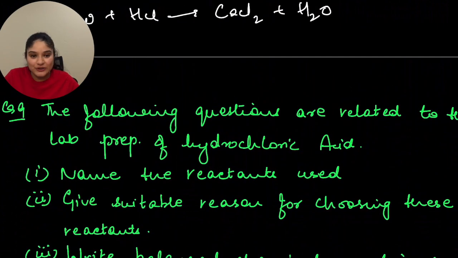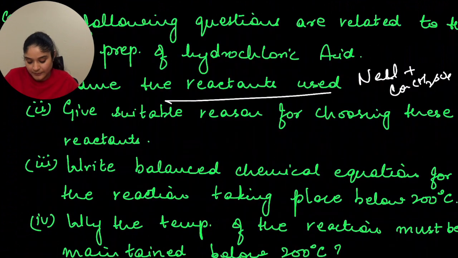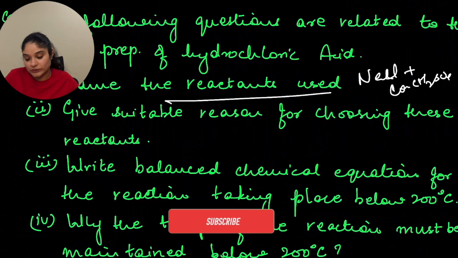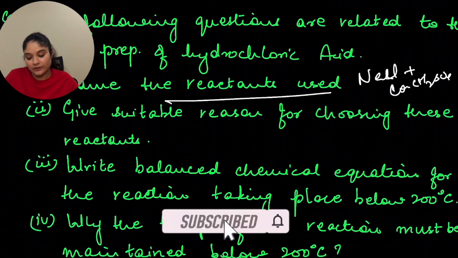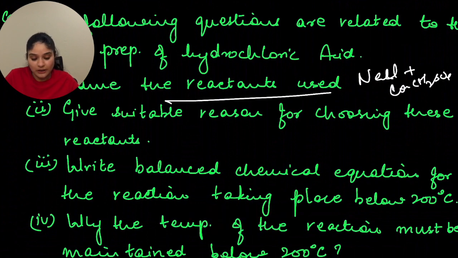The following questions are related to the lab preparation of hydrochloric acid. Name the reactants used. NaCl plus concentrated H2SO4. Next is, give suitable reasons for choosing these reactants. The main reason is that sodium chloride is easily available and cheap, and concentrated sulfuric acid is the least volatile acid. So that's the reason why we are using these particular reactants. Let's move on to the next question.